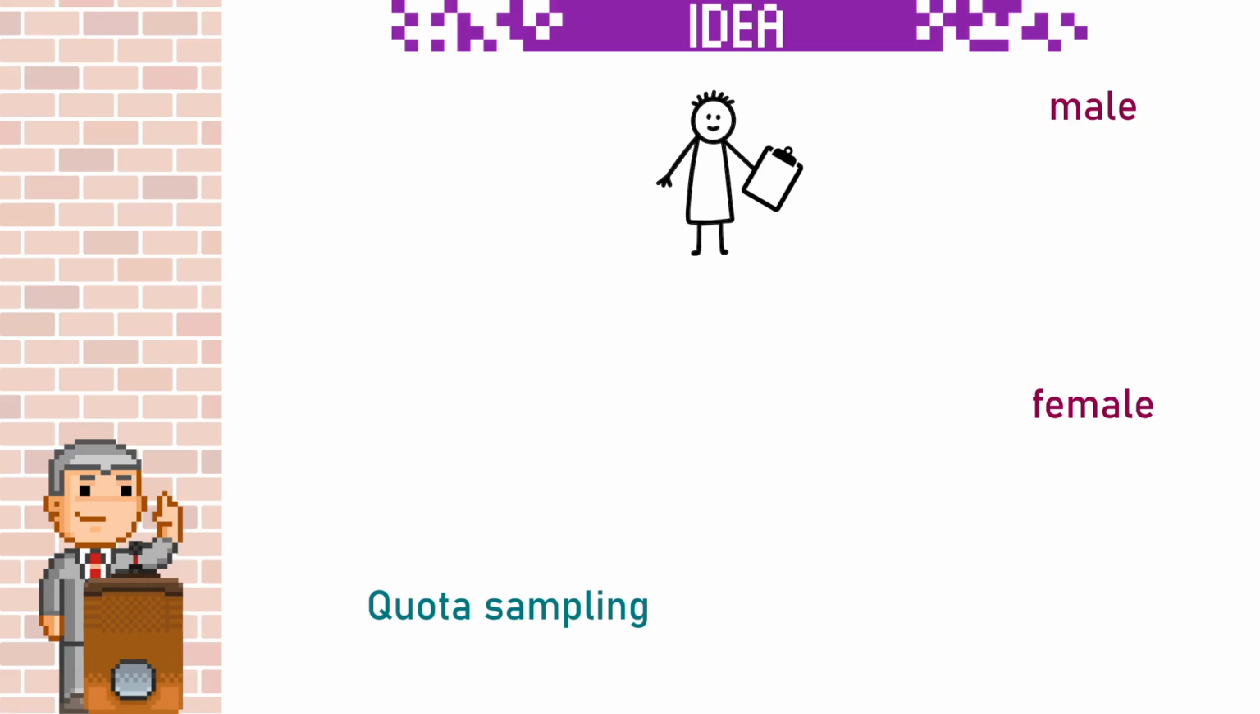For quota sampling, you need to first of all figure out the groups you're interested in. If you're a clothes shop, you may be interested in the views of males and females. You know that there are roughly 50% males in the population, so you want to make sure that if your sample size is 4, you pick 2 males and 2 females.